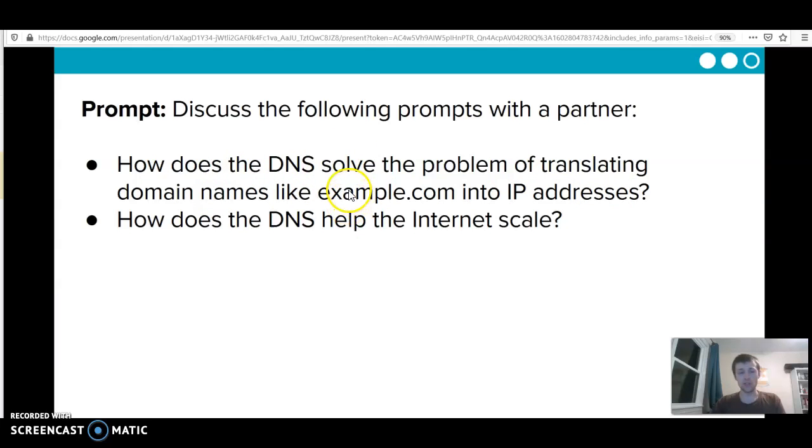But to answer these two questions here, how does it solve the problem of translating domain names? Just address that. We have a computer whose only job is to store this addressing information. And it's scalable because it is a distributed network. So much like the internet itself, there are many DNS servers, and each one keeps track of some information but not everything. And if we needed to expand this service, we can just go ahead and add any number of machines, and we can make it larger.